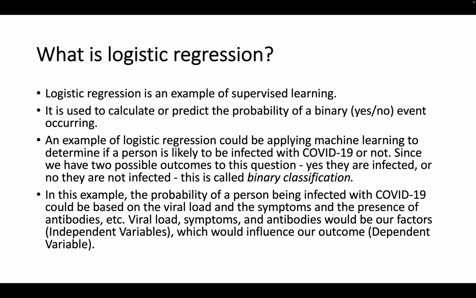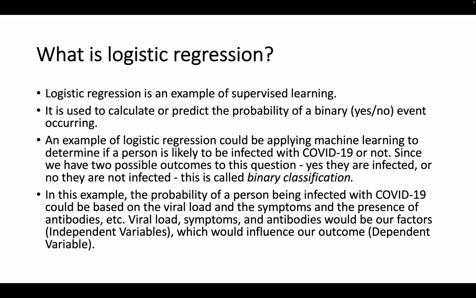ठीक है, what is logistic regression? Logistic regression is an example of supervised learning. Supervised learning है क्या? Data has been labeled before the training. So logistic regression is an example of supervised learning. It is used to calculate or predict the probability of a binary yes or no event. ठीक है, तो the output of a logistic regression model can be numeric, binary yes or no, that is, it can be a 1 or a 0.